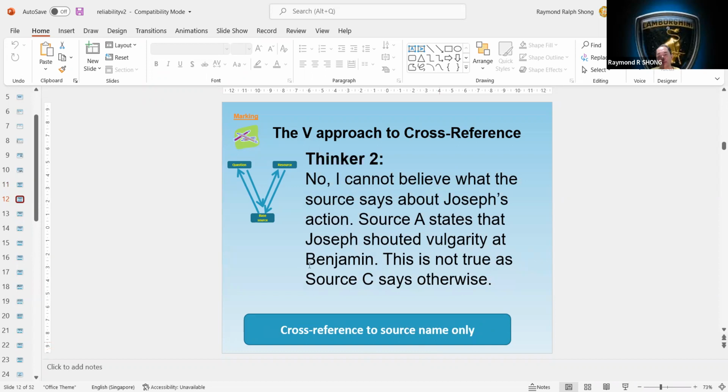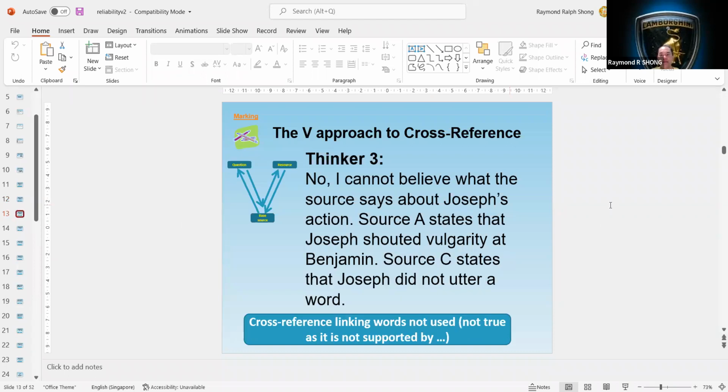Next. Cross-reference to source name only. So I cannot believe what the source says about Joseph. Source A says that Joseph said vulgarity at Benjamin. This is not true as Source C says otherwise. You cannot claim like that. You must have evidence. That means you cannot say it like that. Okay, next slide.